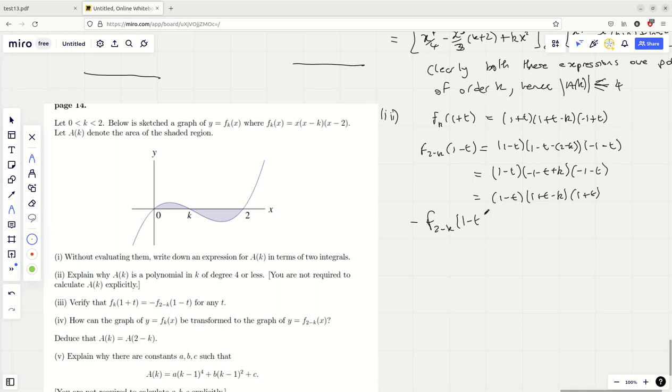Of 1 minus t is t minus 1, which is what we want, because then it's the same as that one. 1 plus t minus k, that's the same as the middle one. And then 1 plus t, that's the same as the first one. So that's all good. It's proved. And you do want a concluding remark, just showing that you've actually done the job. It's really just signposting to the examiner.